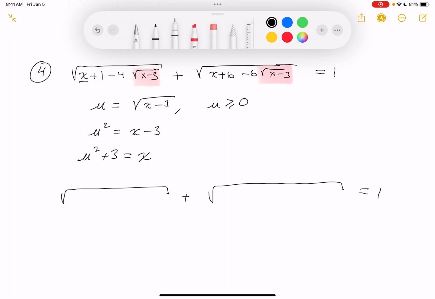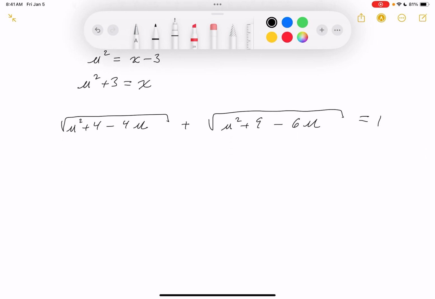So you'd get x plus 1. That would be u squared plus 4 now, minus 4u. Let's put this one over here. It's going to be x plus 6 now. You're going to get u squared plus 9. That's not so bad. Minus 6u.